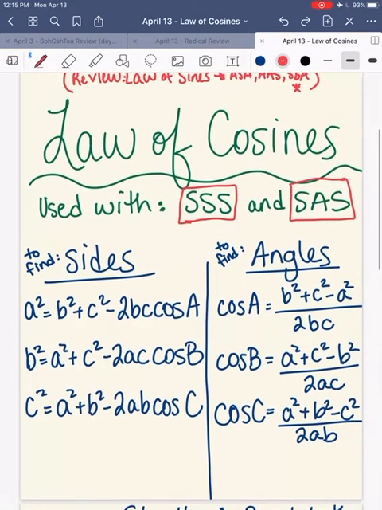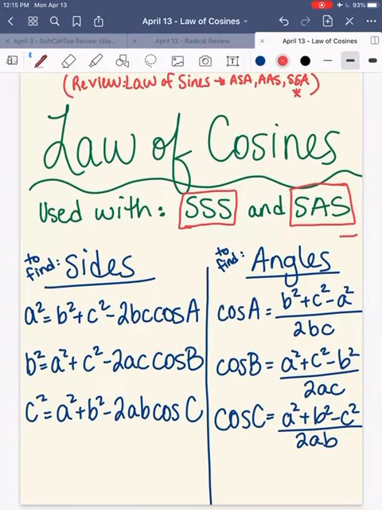Now, here are your formulas. Typically, I would say you need to have them memorized, but obviously in this scenario, you do not have to have them memorized. So I want you to have those written down. So you're going to do these three on the left side when you are looking for sides, and you are going to do the three on the right side when you're looking for angles.